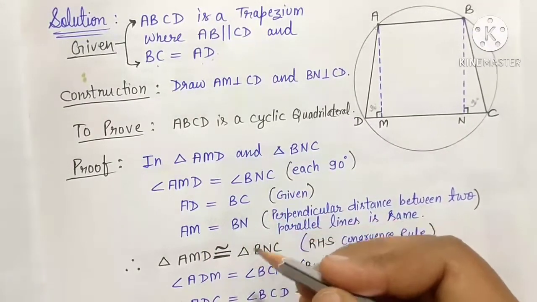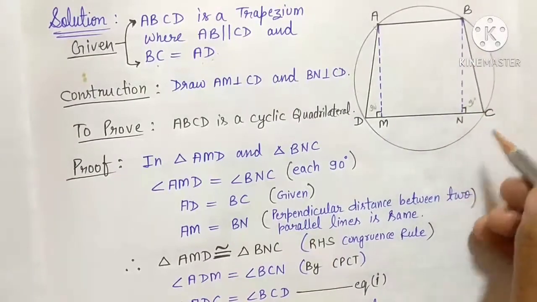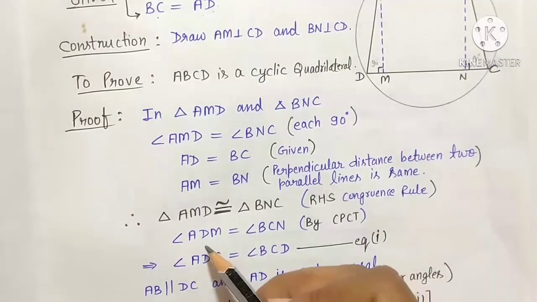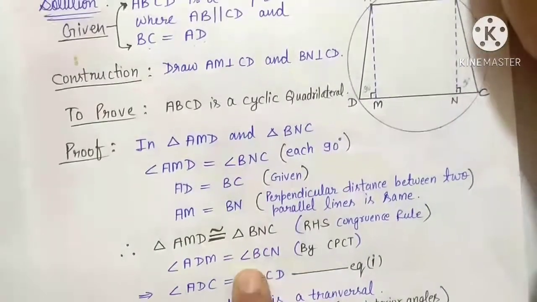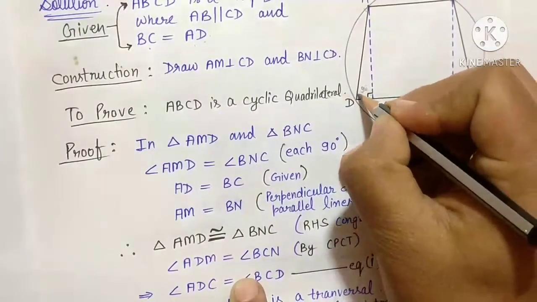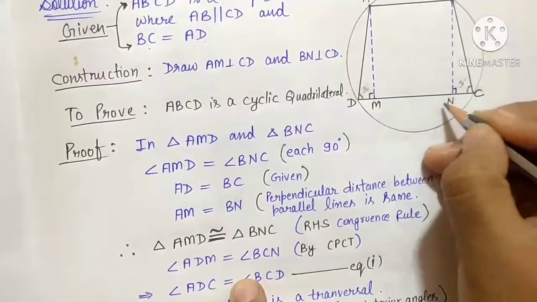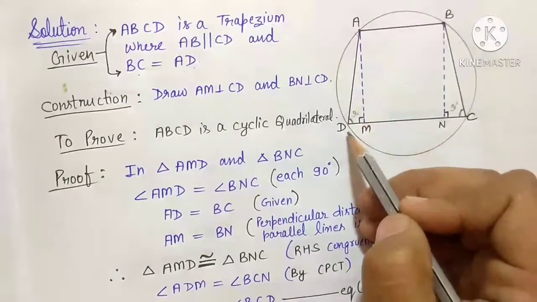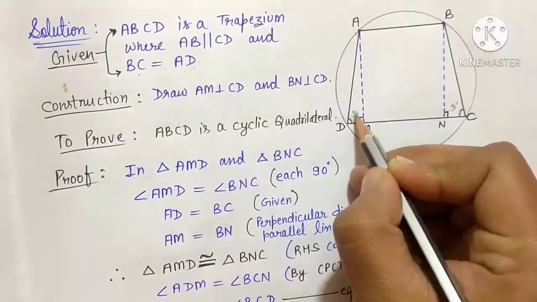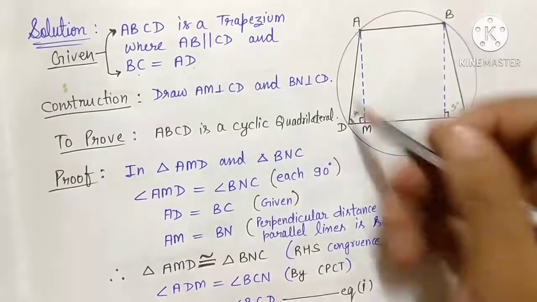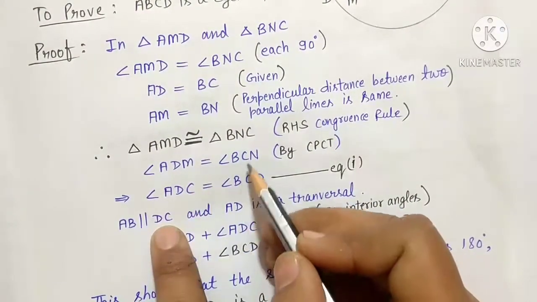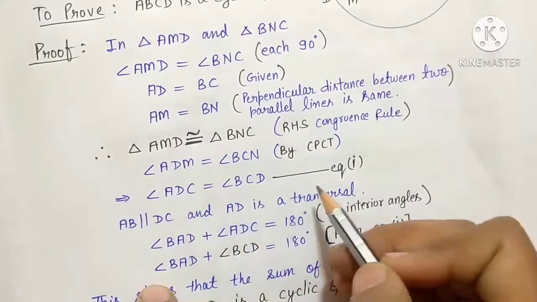So we have proved three things. So triangle AMD is congruent to triangle BNC by which rule? By the right angle hypotenuse side congruence rule. When we have proved that these two triangles are congruent, we can say angle ADM equals angle BCN by CPCT. Now the angle ADM is the same as angle ADC, and in the same way BCN is the same as BCD. So we have written ADC in place of ADM, and BCD in place of BCN. These both are equal. This is our equation first.